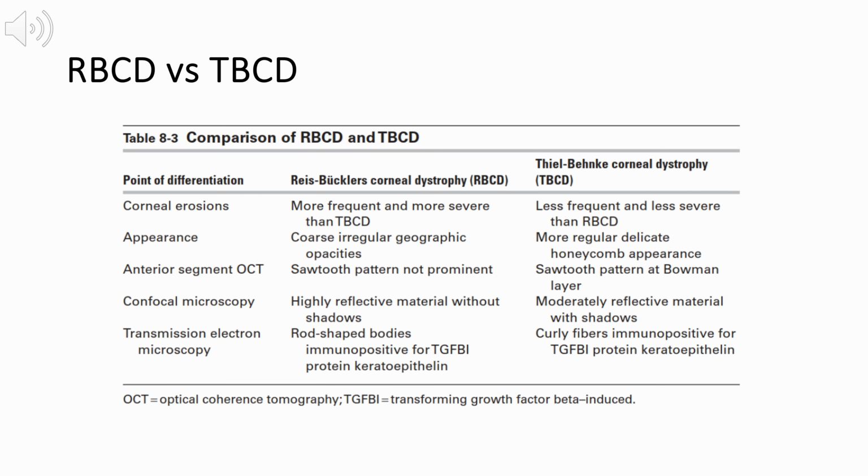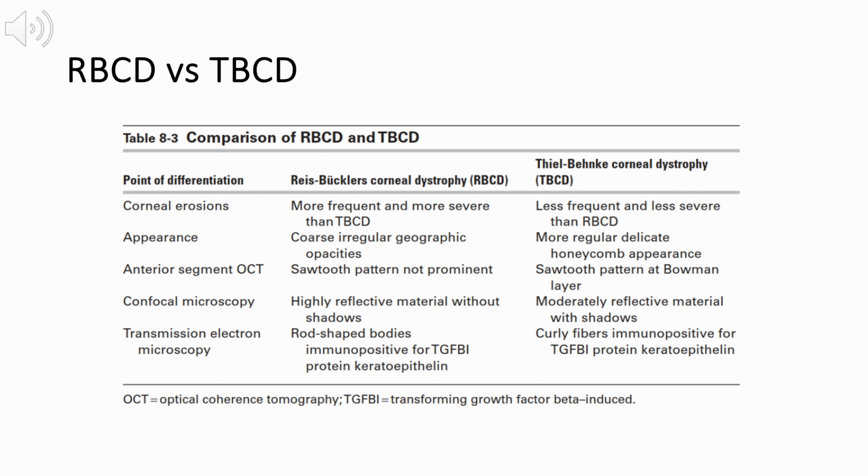Now let's take a closer look at the key differences between Reese-Buckler's and Thiel-Behnke. Regarding corneal erosions, Reese-Buckler's tends to present with erosions that are more frequent and more severe. In contrast, Thiel-Behnke cases usually show erosions that are less frequent and less severe.